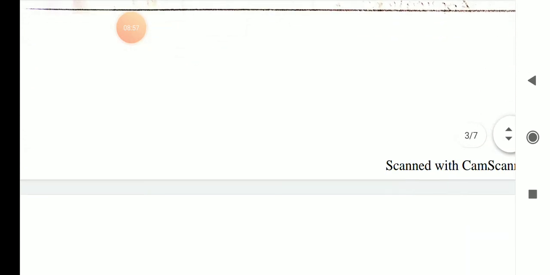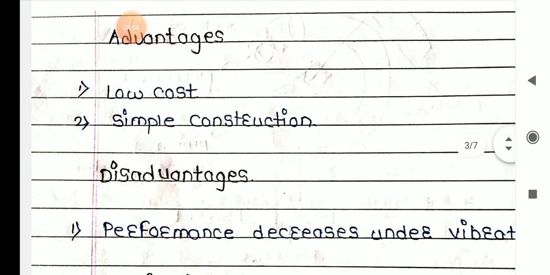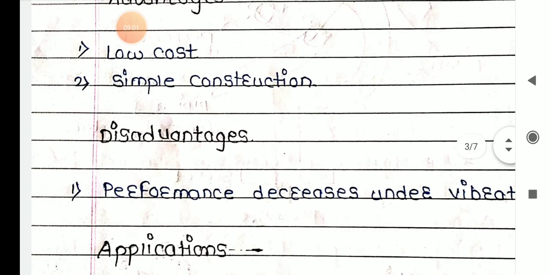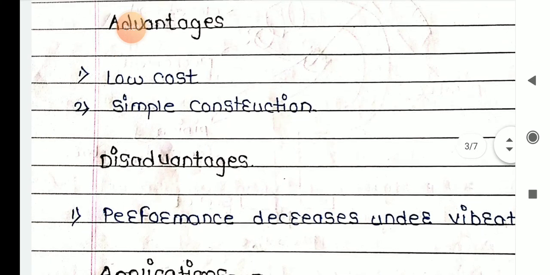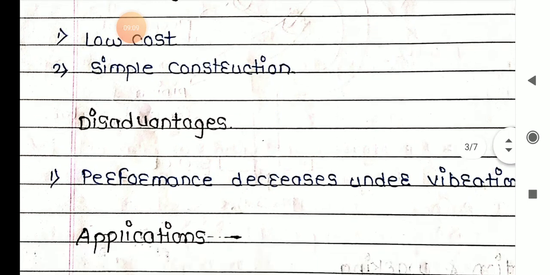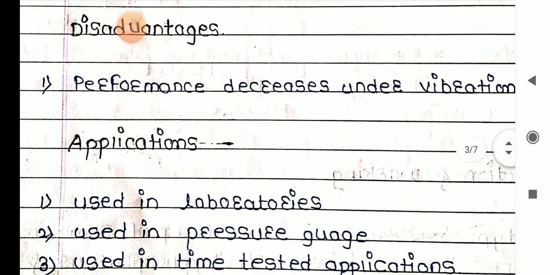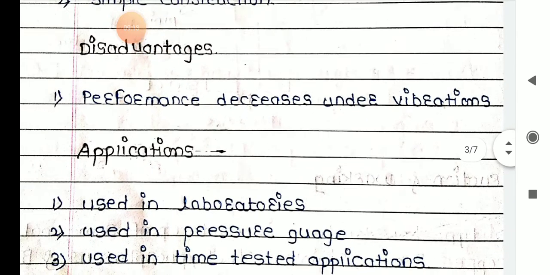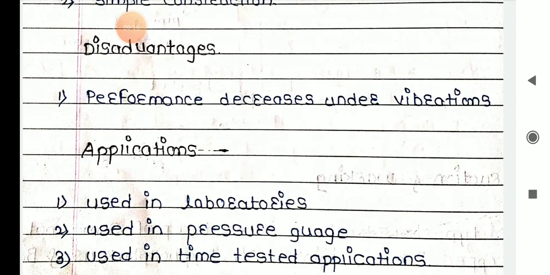So next we will move on to the advantages. What are the advantages of the C-type Bourdon tube? First one is the low cost and second one is the simple construction. So next one, disadvantages. What are the disadvantages of pressure measurement in terms of the C-type Bourdon tube? Performance decreases under vibrations.